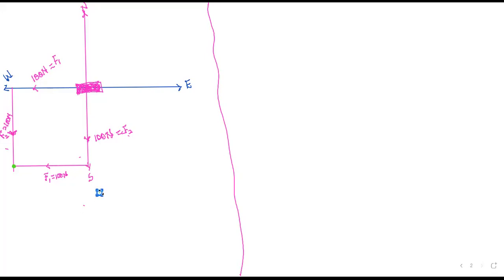Please, are equal vectors also called parallel vectors? Yes, I said equal vectors are equal in magnitude, equal in direction, and they must be parallel wherever they are. Okay. Okay, sir.